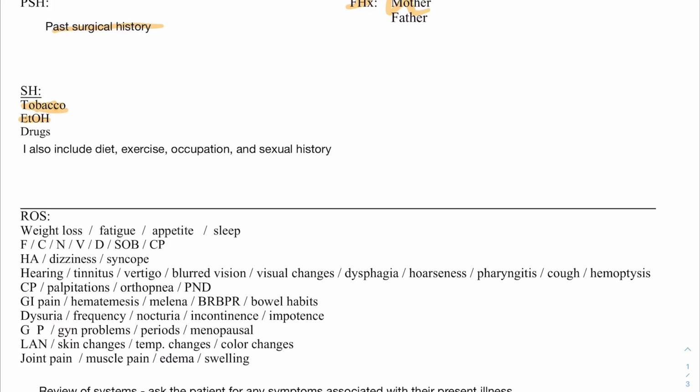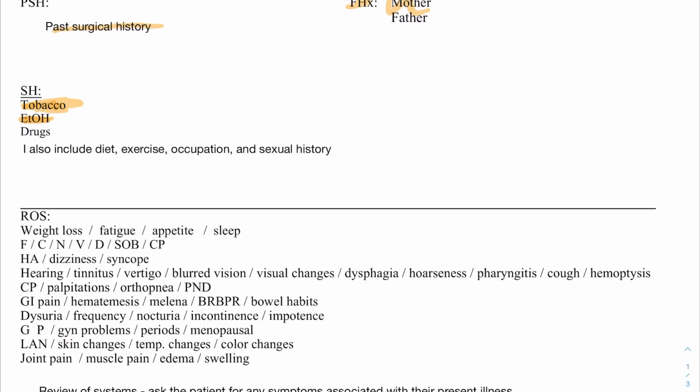Now, the next section is social history, which is actually really important, because a lot of what we do to ourselves gets manifested into disease. So tobacco, for instance, can cause things like lung cancer. It can cause heart attacks. It can damage your vessels, so you're more prone to building plaque and clotting and all that. So it is important to get this history. Same thing with alcohol. We see a lot of patients with cirrhosis because of alcohol.